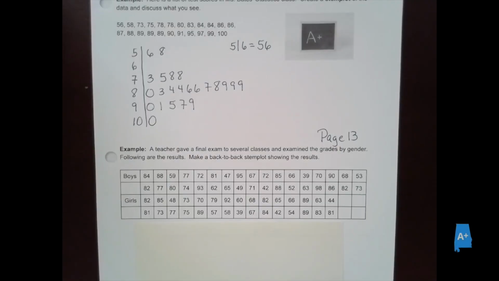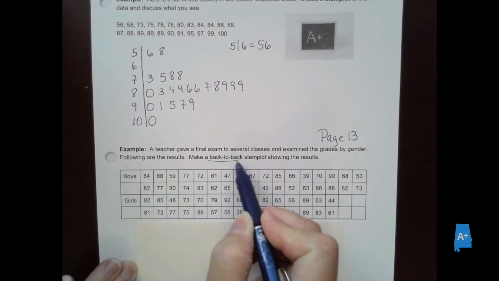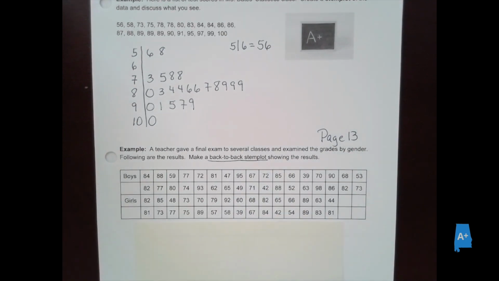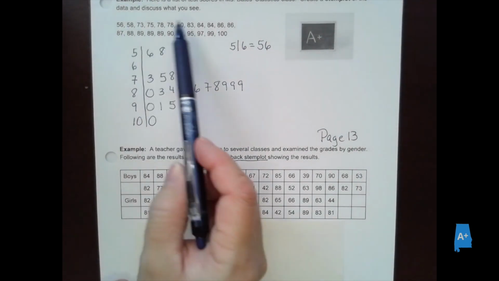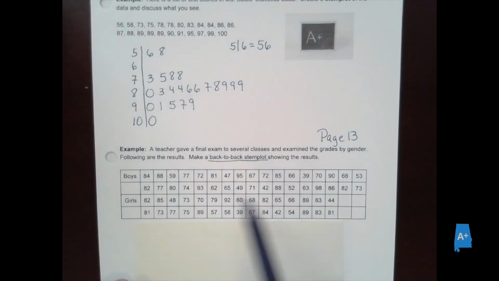All right, it's time for what's called a back-to-back stem plot. So that's our instructions to do that. And notice that we have two different sets of data: boys and girls. We're going to be comparing their test results by doing a back-to-back stem plot. What's harder about this particular problem is that in the previous problem the data was in order, and this is not. So we're going to have to analyze our data a little bit so we'll know what to put as our stem on this plot.